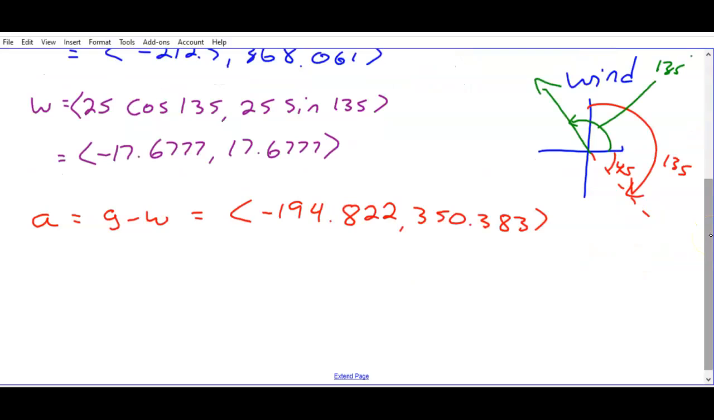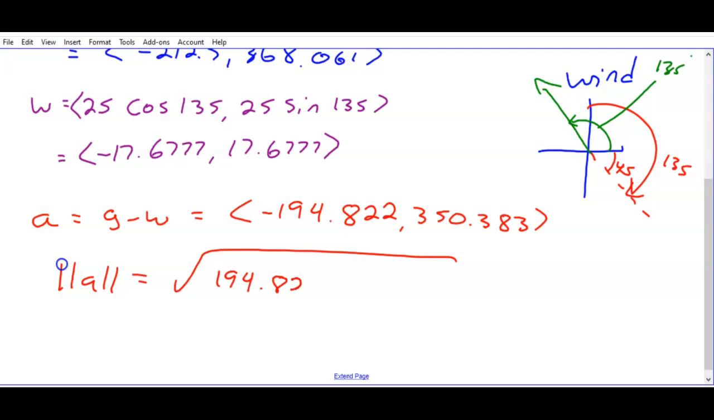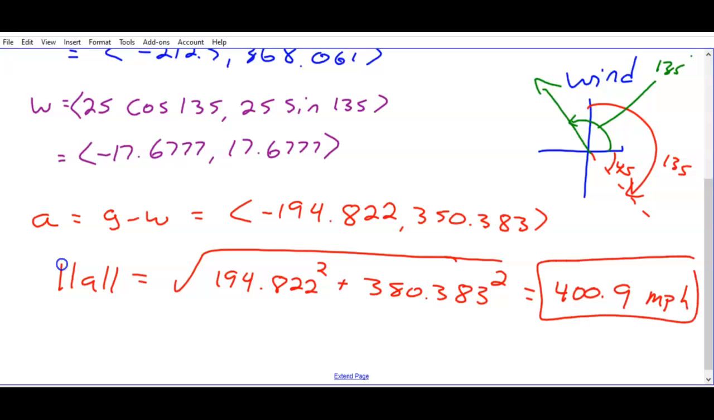Okay, so I got my vector that I'm aiming at to be negative 194.822, 350.383. When I find the magnitude, since I know when I square a negative I'm going to get a positive, I drop the negative on that 194. In my calculator, I just hit 194.822 squared and then 350.383 squared. Because I know when I square a negative I get a positive, I don't worry about putting them in my calculator. It's less keystrokes, less time off my calculator. So I get 400.9 miles per hour. That's my magnitude of where I need to aim.